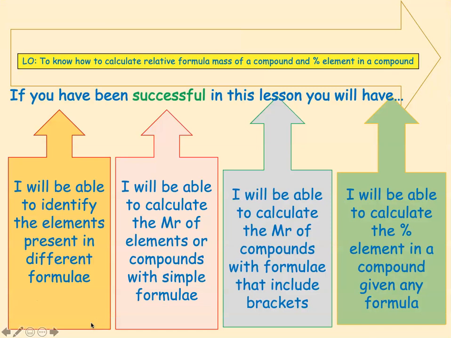Okay, so our learning objective today is to know how to calculate the relative formula mass of a compound, and at the end we want to also be able to work out the percentage mass of an element in a compound. These are our success criteria. I want you to be able to identify the elements present in a formula. I want you to be able to calculate the relative formula mass of elements or compounds with simple formulae. I want you to be able to calculate the relative formula mass of compounds with slightly more complex formulae that usually include brackets. And at the end, I want you to be able to calculate the percentage element in a compound given any formula.